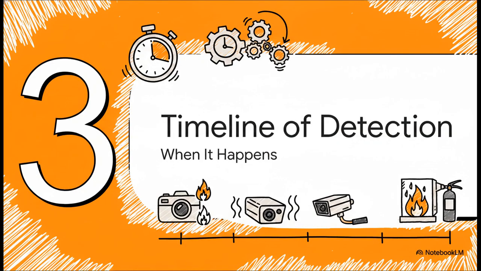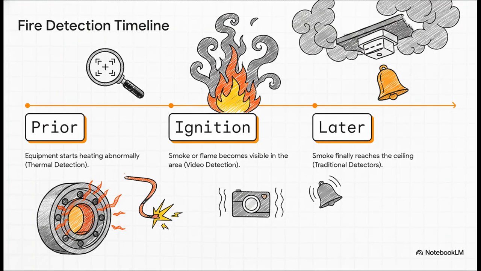Let's transition to Section 3, the timeline of detection, and see how this all builds together. Walk with me through this timeline of a typical industrial fire. Starting way at the bottom, minutes after an event has actually started, smoke finally drifts up to the ceiling. This is where your traditional detectors sound the alarm. And honestly, by that point, it's pretty late in the game.